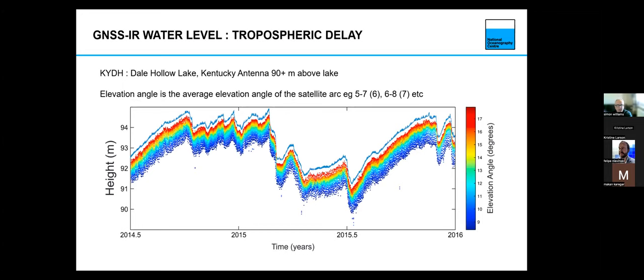What I did here was take different elevation angle arcs, because the site was high enough that I can split it into small arcs. What we see here, the blue line at the top is a gauge nearby. So we've got the gauge heights, but it's offset from the results. And then the color coding is the average elevation angle of the arc. We can see that for low elevation angle arcs, there is a bigger bias. And as we go up the elevation angles, that bias decreases.